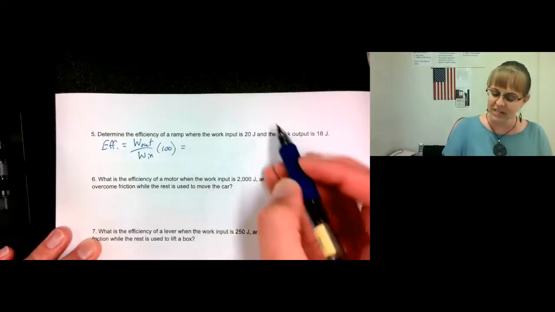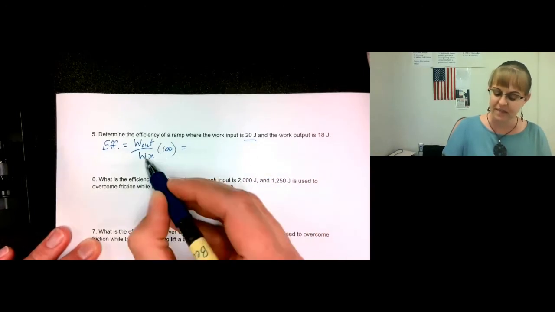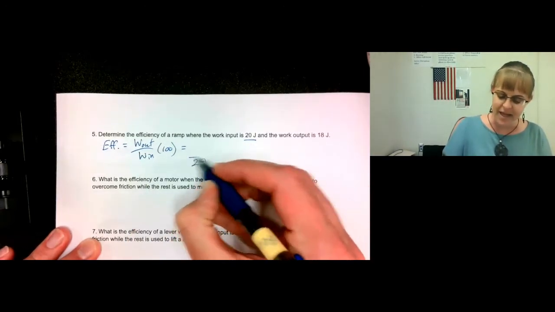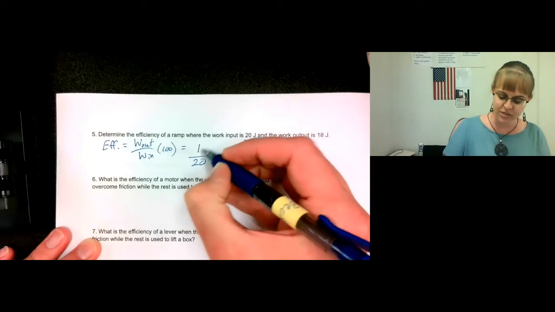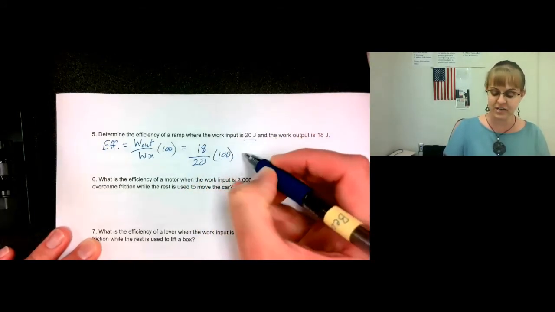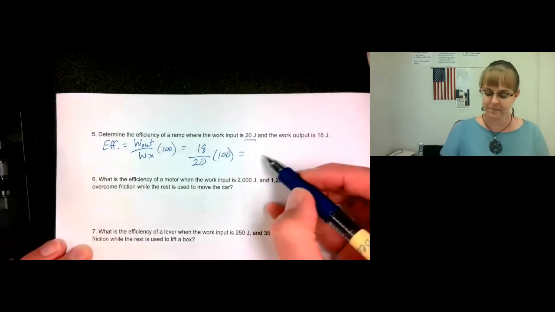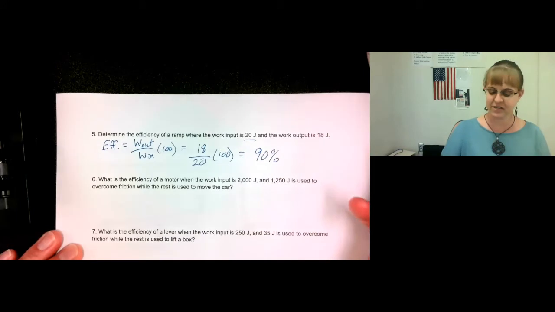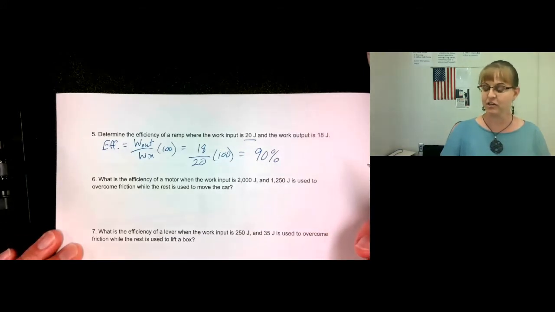They tell you that the work input is 20 joules. That goes on the bottom. And the work output is 18 joules. That goes on the top. And don't forget to multiply times 100. People often forget to do that. When you get your answer, that is 90% efficiency for this particular machine.